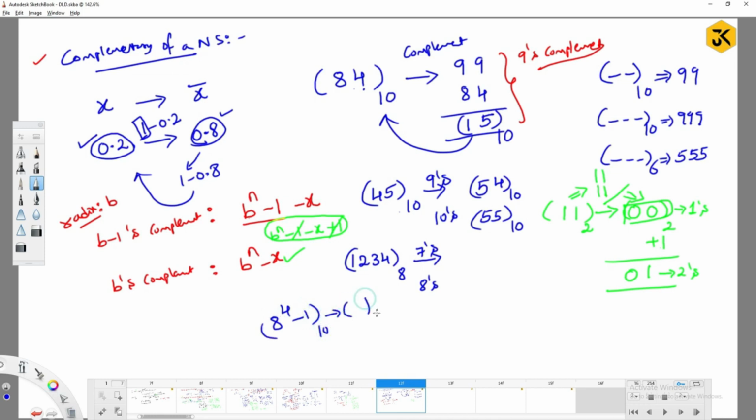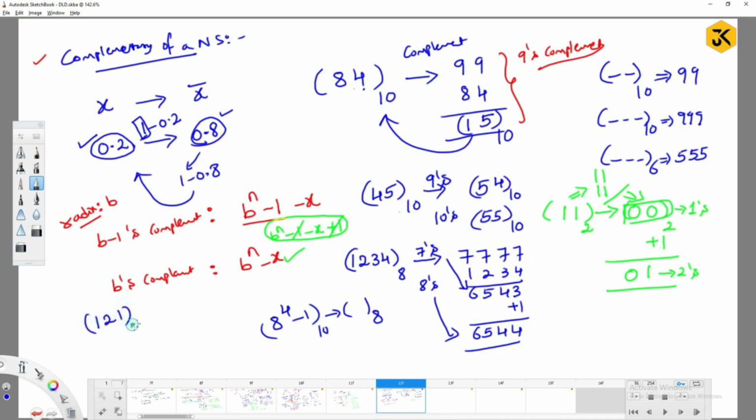If you convert it into octal format, then you will get the value 7 7 7 7. That is the maximum possible value. From that, you need to subtract 1 2 3 4. So you are going to get 6 5 4 3. This is the 7's complement. For this, if you add plus 1, you are going to get 6 5 4 4. This is the 8's complement. Okay, so try to do this.